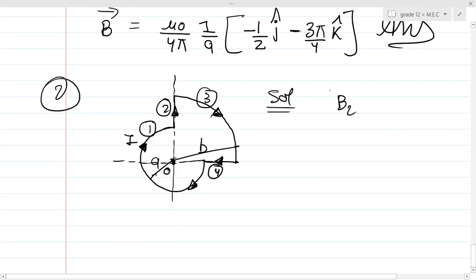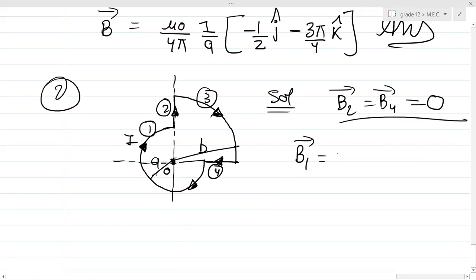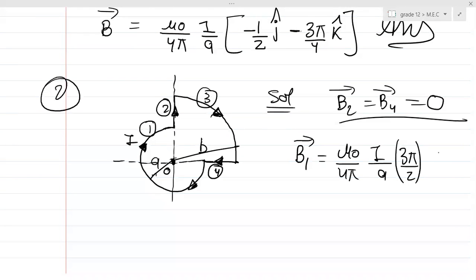B2 and B4 will both be 0. Yes or no, guys? And what will be the magnetic field due to 1 and 3? The magnetic field due to 1 will be equal to mu naught by 4 pi into I by A into 3 pi by 2. Can you see the angle is 3 pi by 2 now? 90, 90, 90. So 3 pi by 2. And what is the direction? So can you see the direction is into the plane.